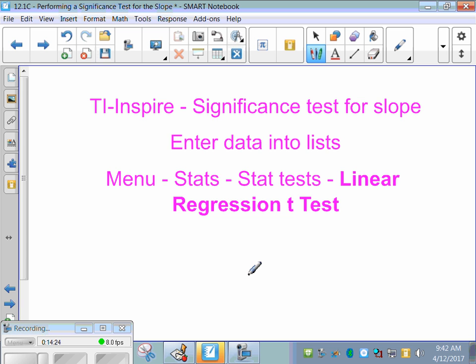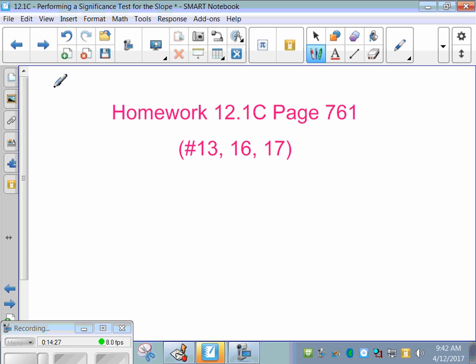There's how to do it on the TI-Nspire, you guys. Don't forget your homework.